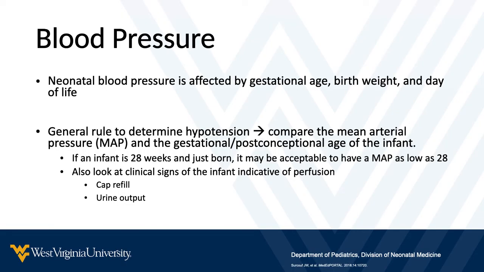Neonatal blood pressure is affected by gestational age, birth weight, and day of life. One common approach to define hypotension is to compare the mean arterial pressure with the gestational age of the infant in order to determine the minimal mean arterial pressure to accept. For example, if a newly delivered infant is 28 weeks gestation, then it may be acceptable to have a mean arterial pressure as low as 28.